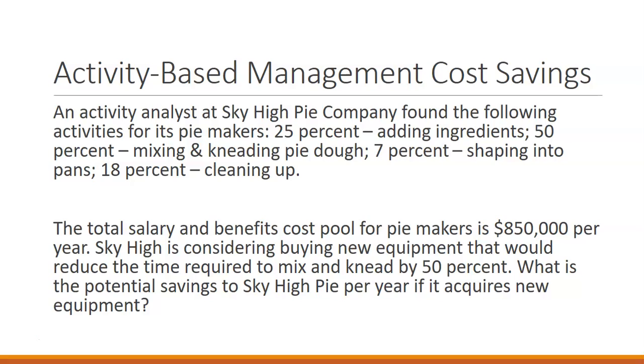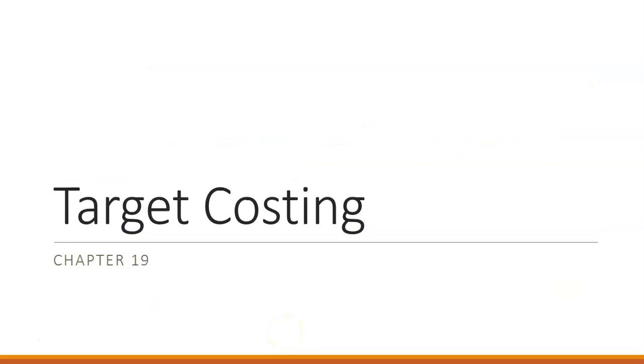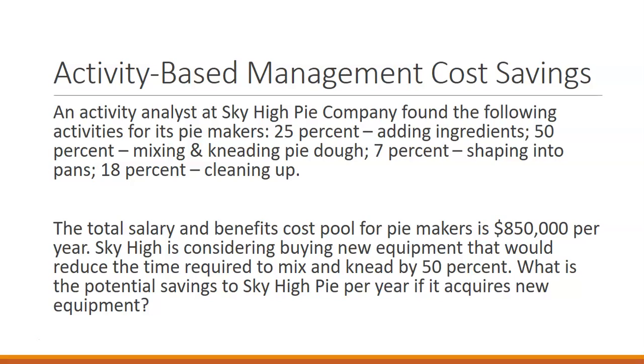They're considering the purchase of equipment that would reduce the time required to mix and knead by 50%. So what is our potential savings if we acquire this new equipment? So we can see that mixing and kneading is 50% of our time. And if we can reduce that by 50%, we do the same analysis that we would have with our last example.